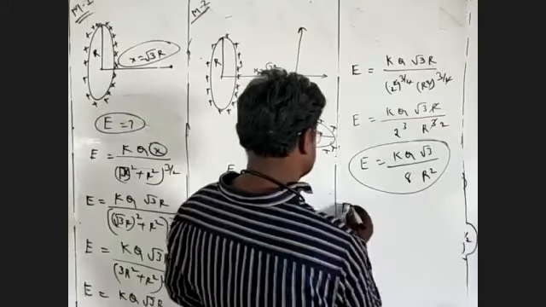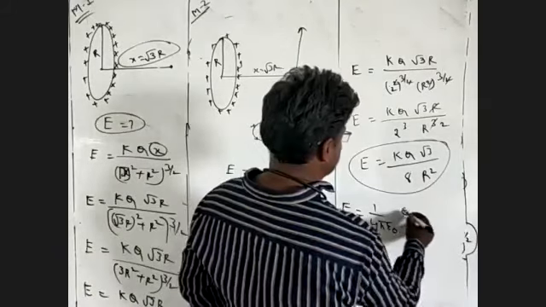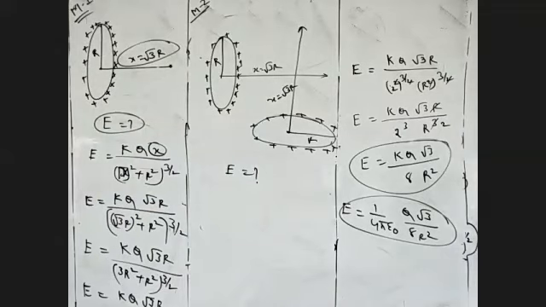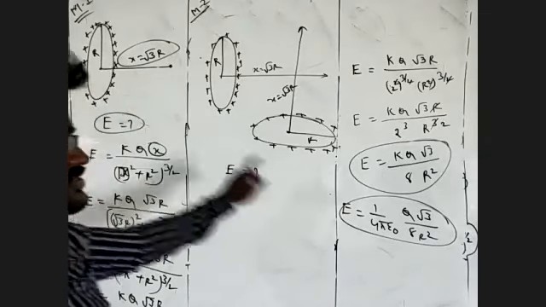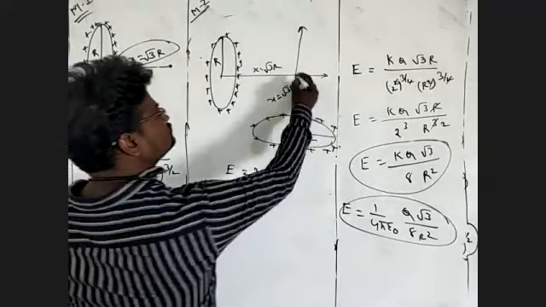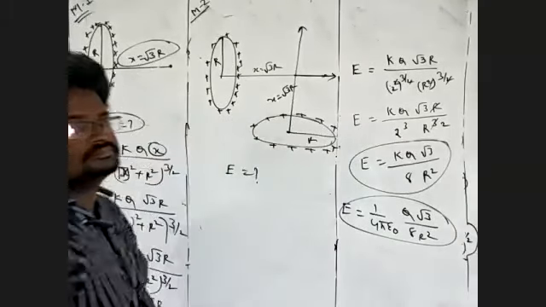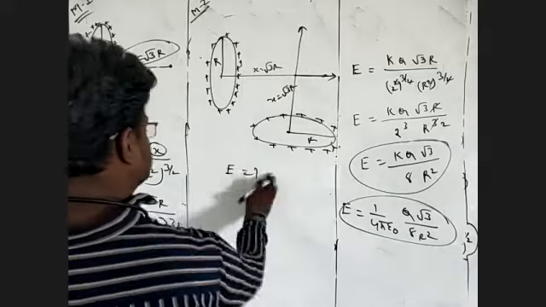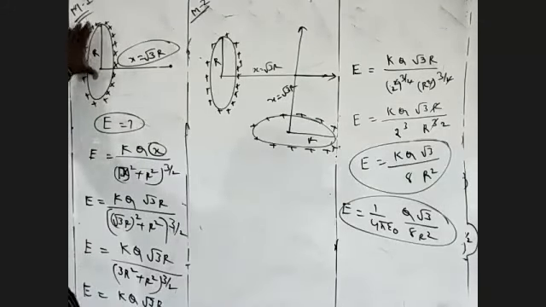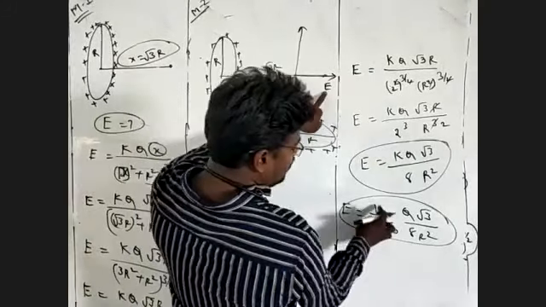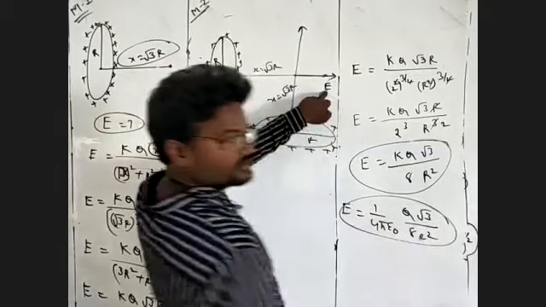Now k means you can write E is equal to k means 1 by 4 pi epsilon r q root 3 by 8 r square. Your answer is this one. For this question, this is the answer. Next. For this question, you see very clearly, the same diagram appears here. So what is the answer for this one? E is equal to 1 by 4 pi epsilon r q root 3 by 8 r square.